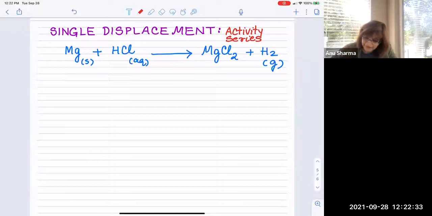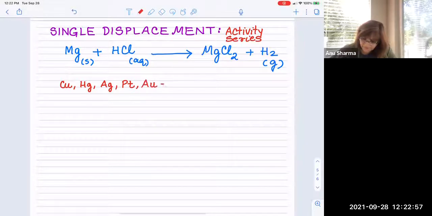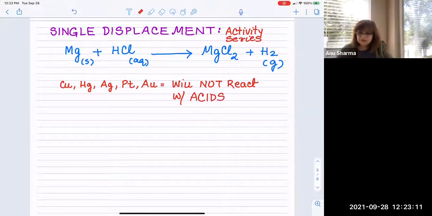So just keep this in mind, that copper, mercury from the activity series, let me just put this here: copper, mercury, silver, platinum, and gold, Au, will not react with acids. Okay, the rest of the others will. So that's what I meant to say.